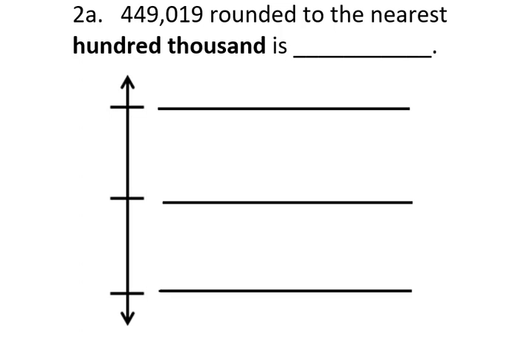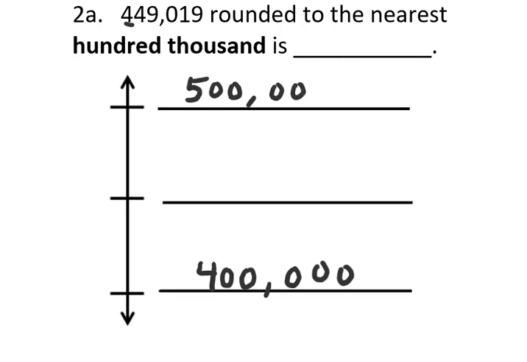In this question, we're going to round 449,019 to the nearest 100,000. The first step is to figure out what two hundred thousands this number would fall between. Since I have a 4 in my hundred thousands place, I know that the bottom number would also have the 4, and it would be 400,000. The next 100,000 would be 500,000. I'll put that as my top number.